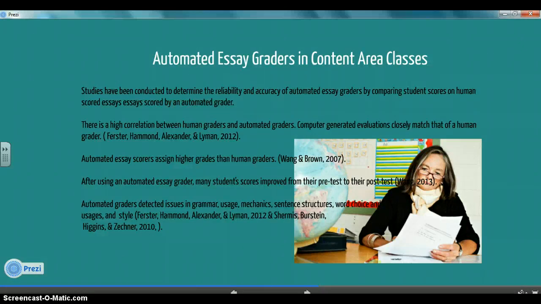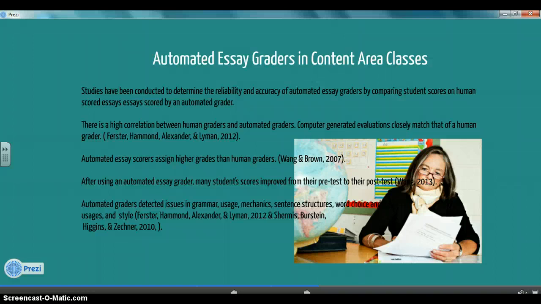Studies have been conducted to determine the reliability and accuracy of automated essay graders. Student scores on essays that were done by automated essay scorers and human scores were compared. As a result, it was determined that there is a high correlation between human graders and automated graders. Automated essay scorers, however, assign higher grades than human graders.